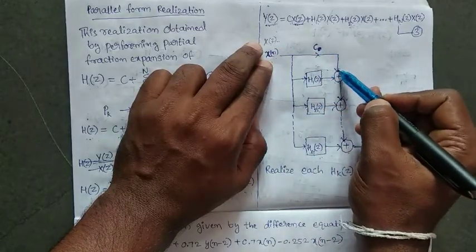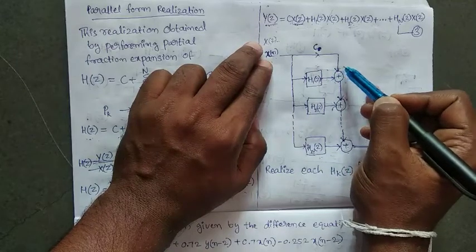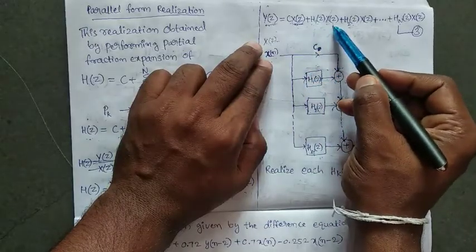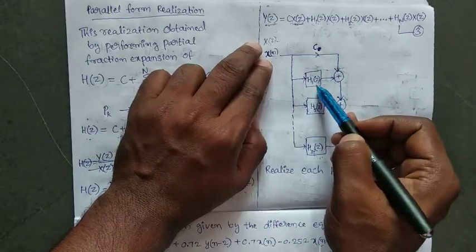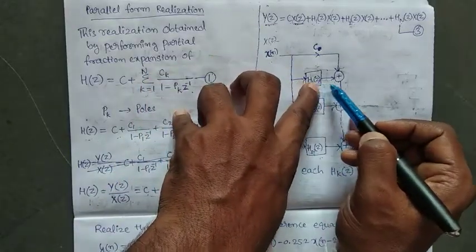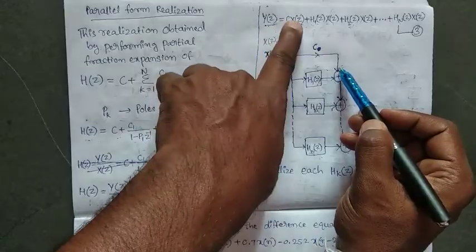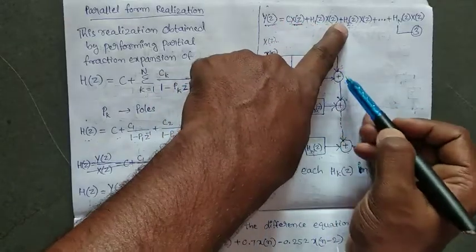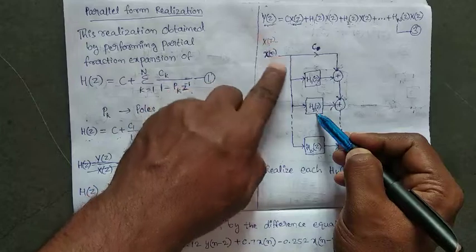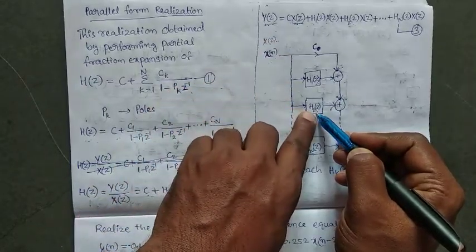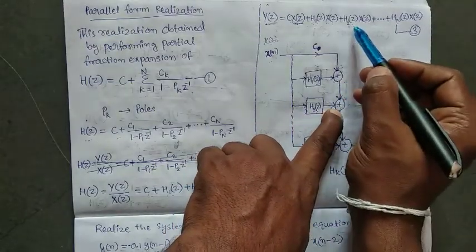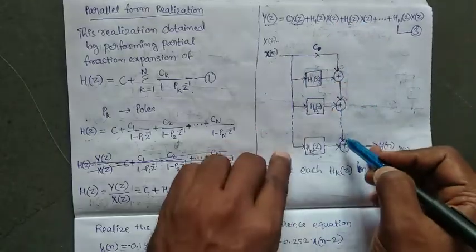This signal indicates C into X(z). It is added with H1(z) into X(z), where X(z) is multiplied with H1(z). Similarly, X(z) is multiplied with H2(z), and it is added with the previous one. This process continues.